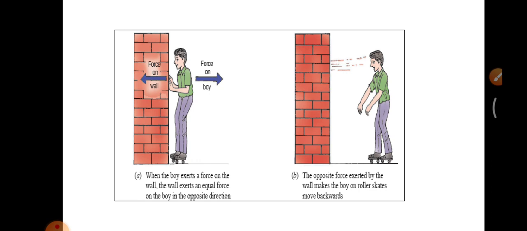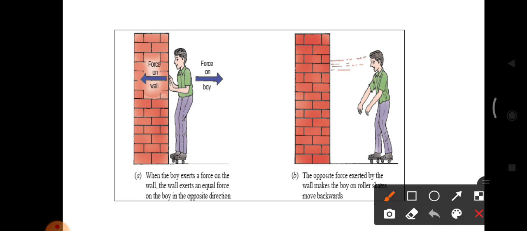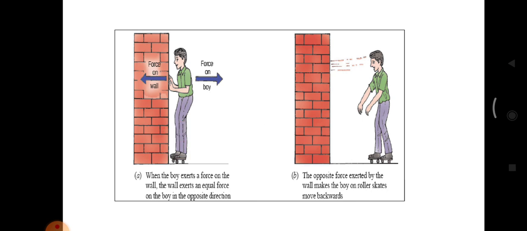That means here the boy applied some force on the wall. The wall also applied a force on the boy. Here there are two forces, one is action force and another one is reaction force. So every action there is an equal and opposite reaction. This is called Newton's third law of motion.